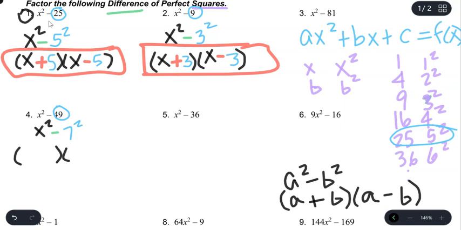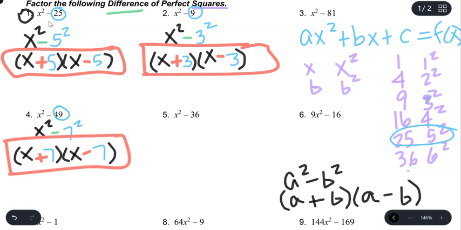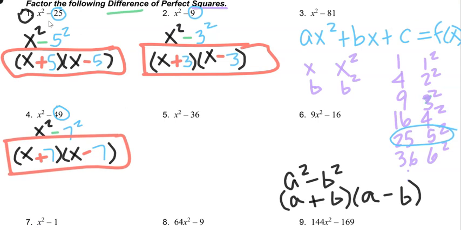So once again, I'm going to split them, x and x. I'm going to split the 49 into 7 and 7. And one is addition, one is plus, one is minus. All done. So this is how you can factor a difference of two squares.